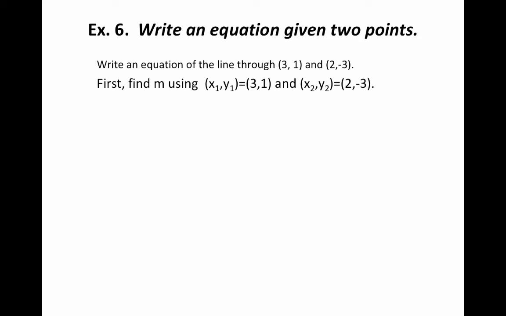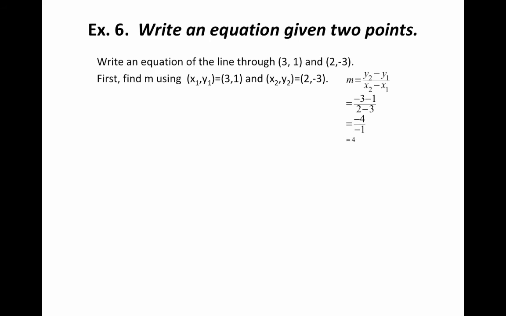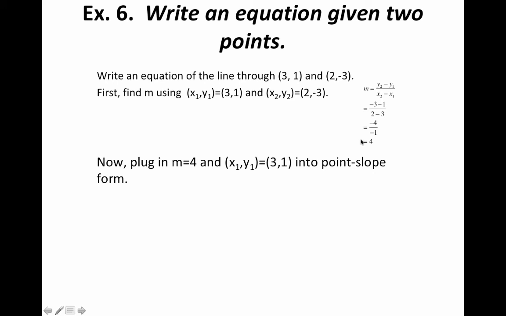So first, we're going to use (x1, y1) is (3, 1), and (x2, y2), we're going to use (2, -3), and we're going to use our formula for slope, y2 minus y1 over x2 minus x1. So we're going to have -3 minus 1 over 2 minus 3. So that gives us -4 over -1, which divides out to be 4. So we have a slope of 4.